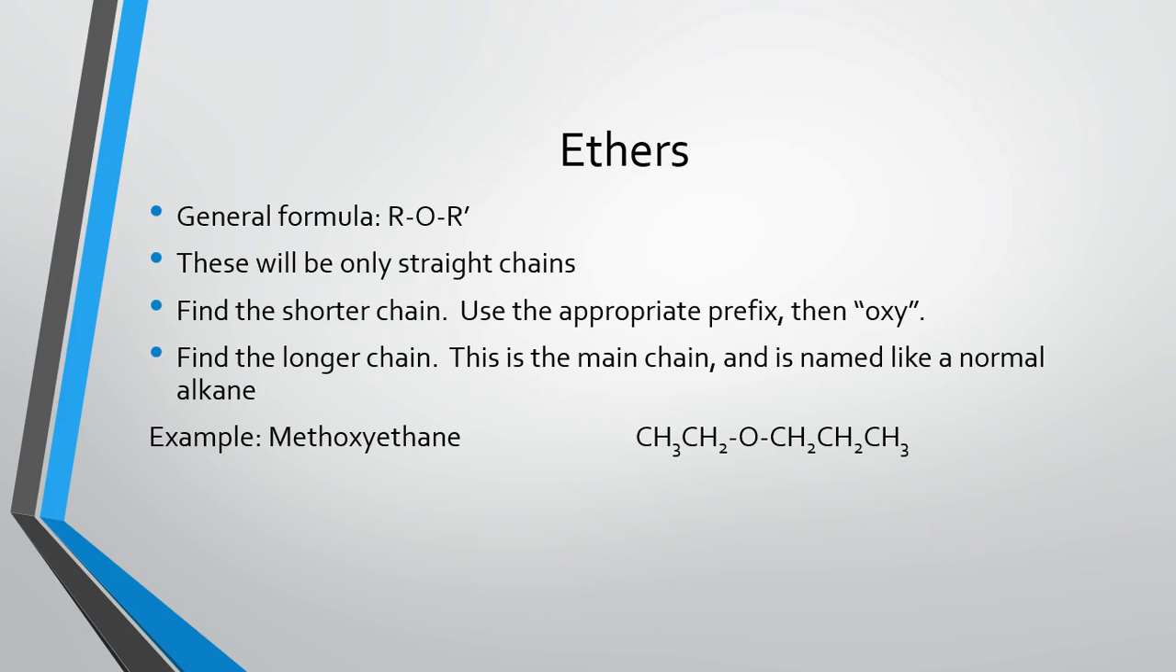So it's really easy. You're going to find the shorter chain. You're going to use the right prefix for the number of carbons in that chain. Then you're going to write oxy. Then you're going to find the longer chain. This is the main chain. You're going to name it like a normal alkane. So methoxyethane looks like this. I have a 1-carbon chain, the meth part, a bridging oxygen, oxy, and a 2-carbon chain, ethane. Okay? Try to name this other ether.